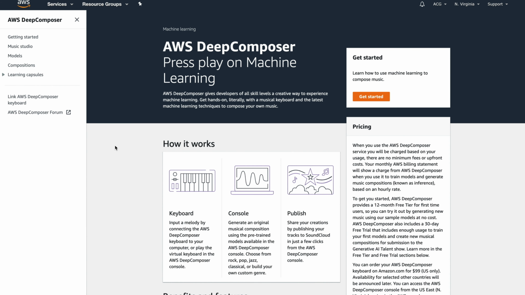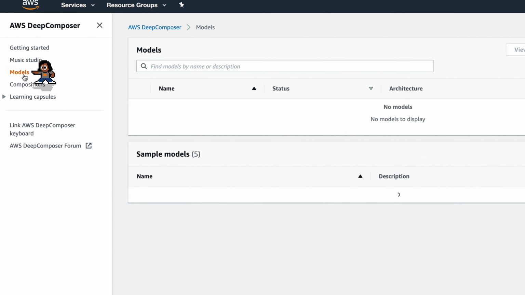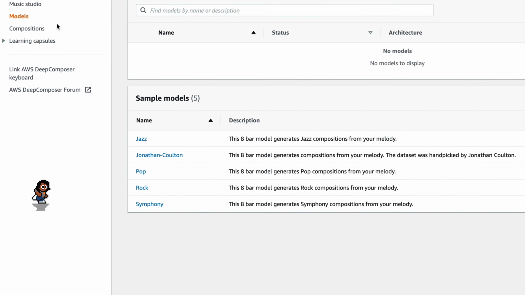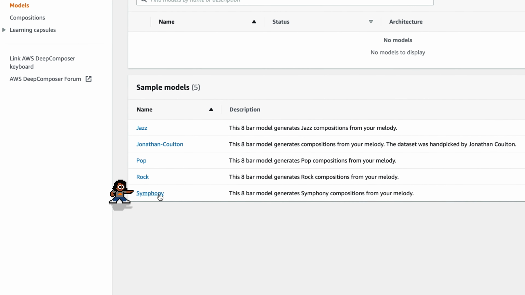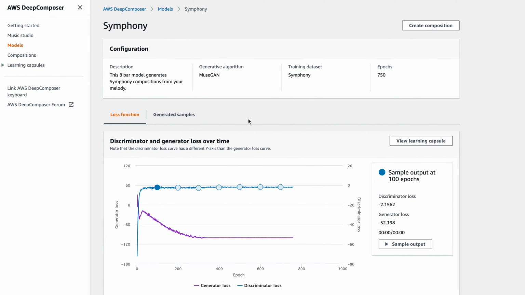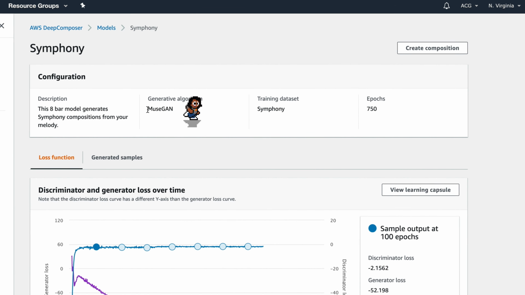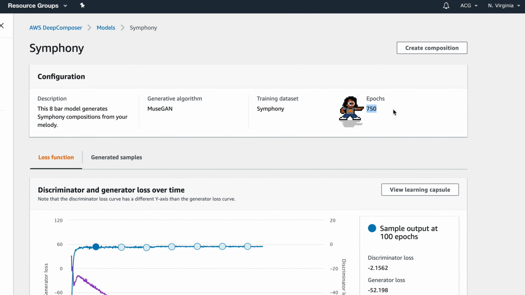Let's look at the metrics for the pre-trained symphony model. You get to those metrics by clicking on Models here on the left-hand side and then selecting the pre-trained model. Let's click on Symphony. This brings you to the main page for Symphony. Notice here up at the top there's some high-level information. It uses MuseGAN, and notice the number of epochs, 750.